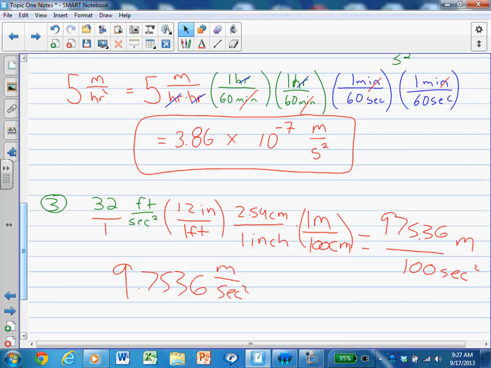Do we need to convert it? No, because seconds are standard units for us, right? But then they took the feet and they brought feet to inches. Then they brought inches to centimeters. And then they brought centimeters to meters. You multiply everything on the top, divide it by everything on the bottom, 9.75 meters per second squared.